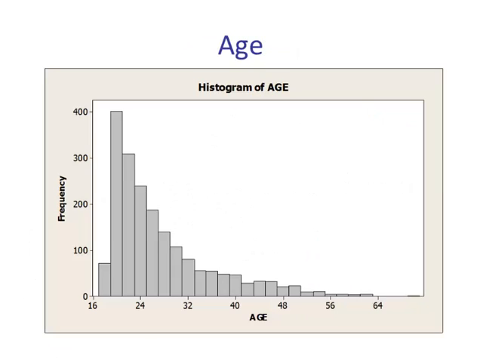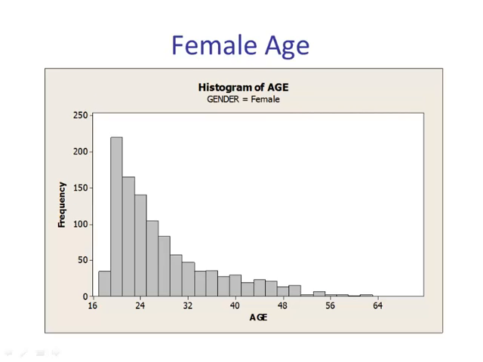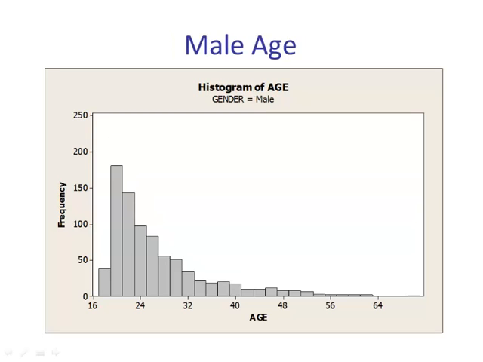Here's an example using the student survey data. Age, clearly this is skewed right. The right tail is a lot longer than the left tail. Now if we separate this variable by gender, male and female, let's see if it changes the shape. Here's female ages, there's males. Both are skewed right. It did not change the distribution when we separated by gender.